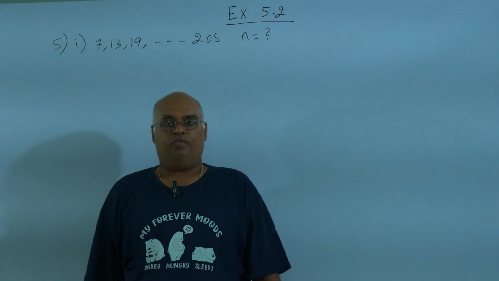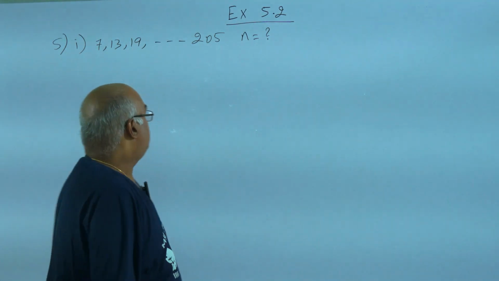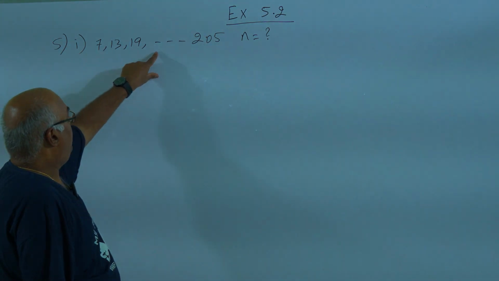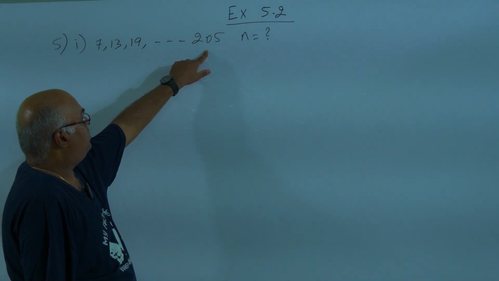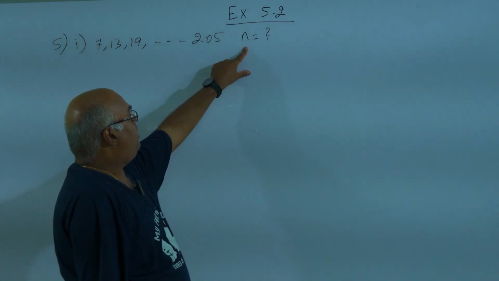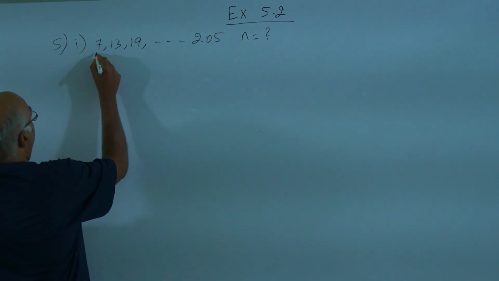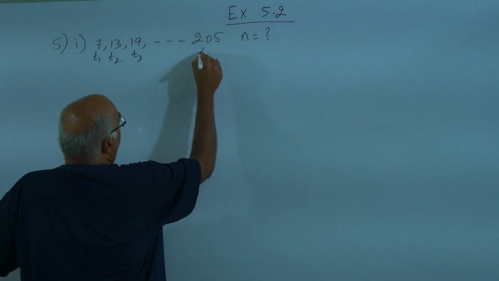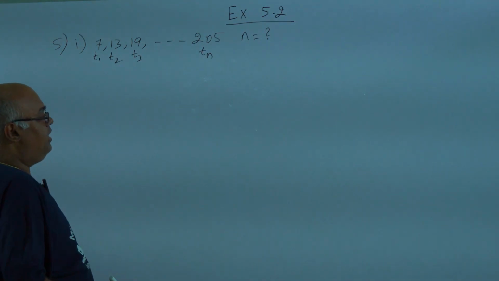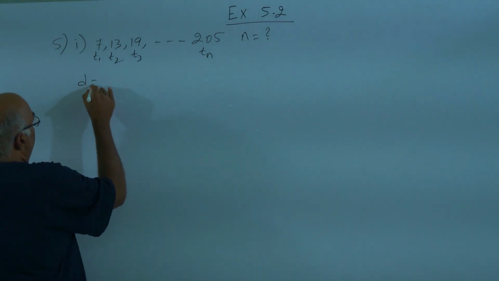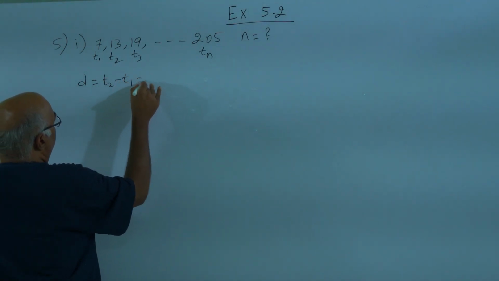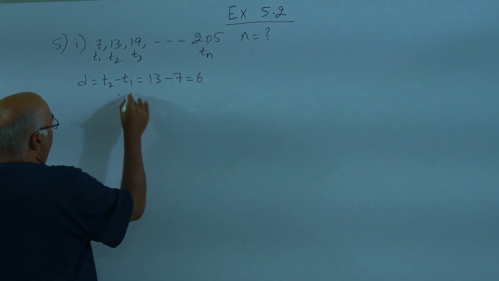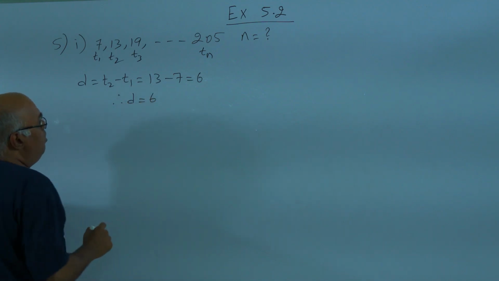Now let us see the first bit of the fifth question. In the first bit of the fifth question, we have been given an arithmetic progression 7, 13, 19 and so on. The last term of this arithmetic progression is 205. So we have to find the number of terms, that is the value of n. We know that this is T1, this is T2, this is T3 and let us say this is Tn. Now first let us find the common difference. So common difference D is equal to T2 minus T1. This is equal to 13 minus 7 is equal to 6. So the common difference is equal to 6.